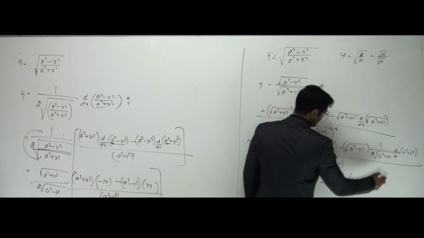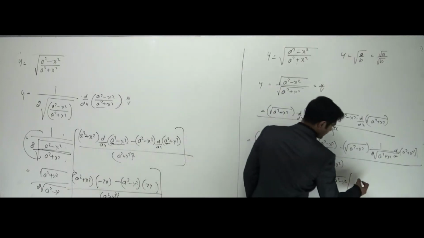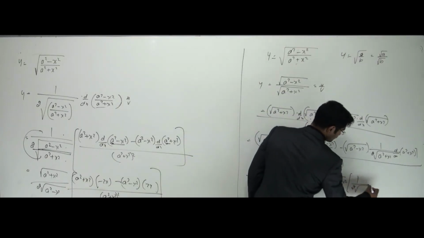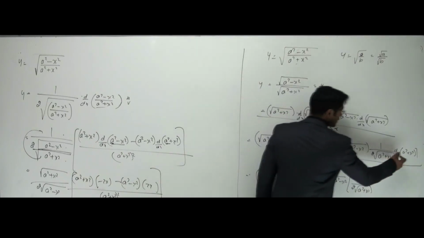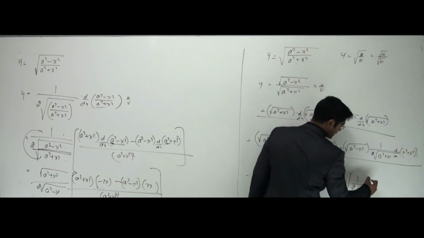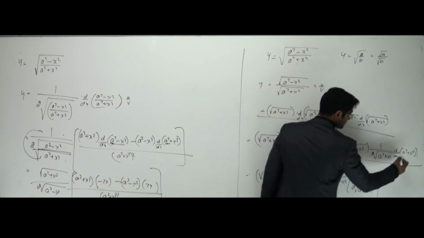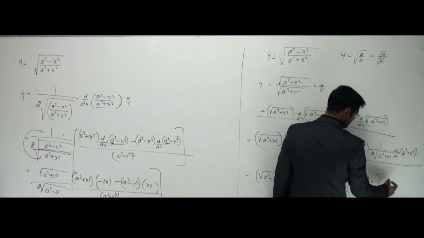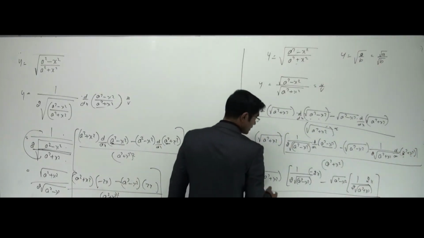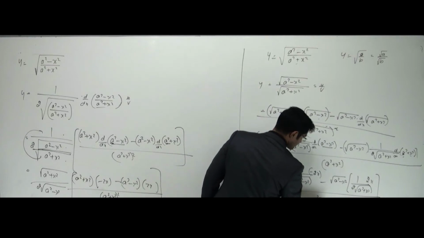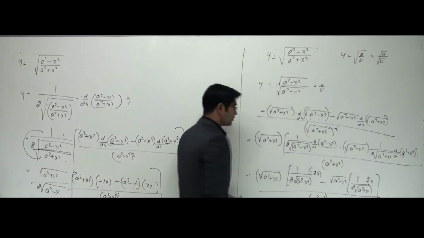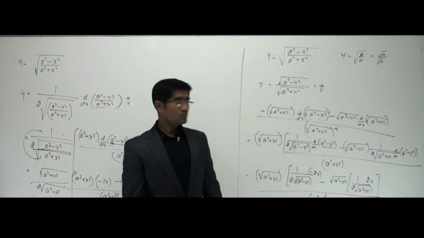Now here what happens? I can write 1 by 2 root of a squared plus x squared, nothing to do with this part. I've got to differentiate this. What happens here? Again 2x. Why 2x? Because this is differentiated to 0, this is 2x, and that's it. The whole thing divided by a squared plus x squared. Simplify this and you'll get the same answer as what you have.